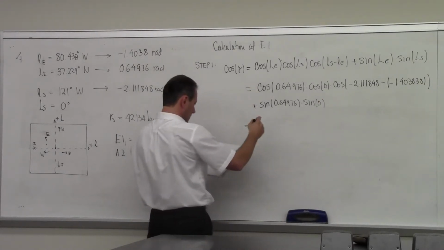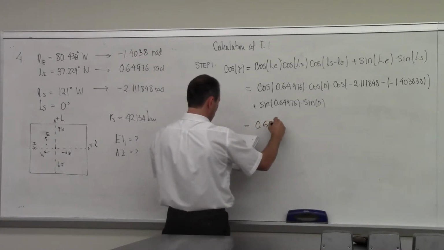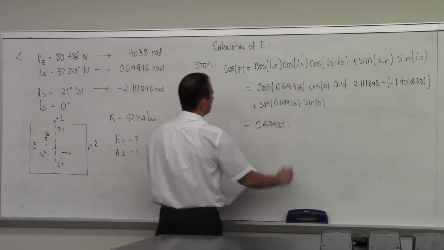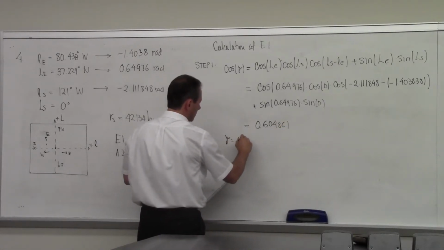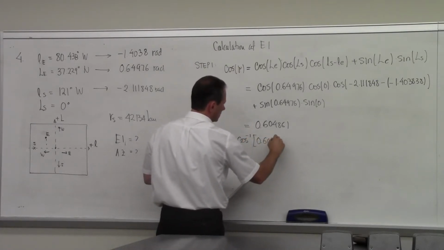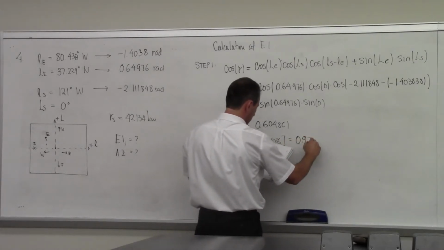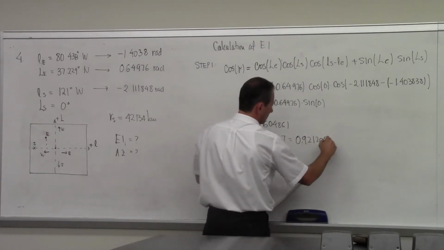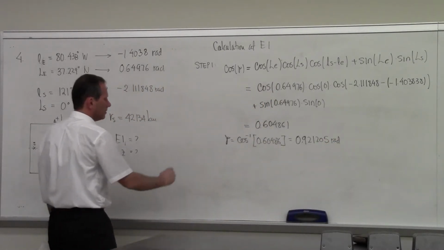But this ends up being relatively easy to calculate, so this is 0.604861. That's the cosine of gamma. Therefore, gamma is cosine inverse of 0.60486, and this gives me an angle of 0.921205 radian. So that's step 1. You calculate this angle gamma.